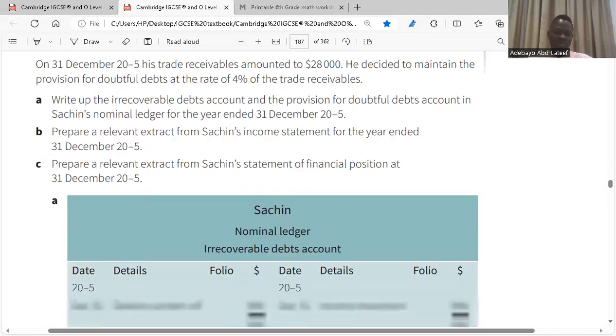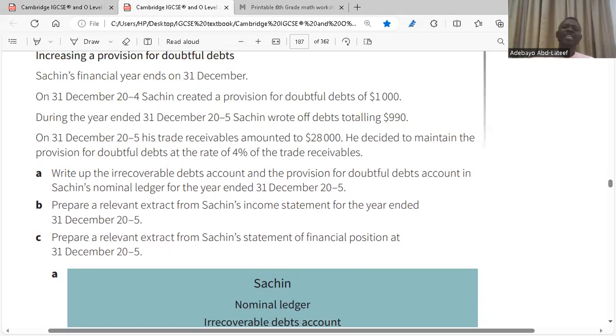Okay, now we have a question. Sashi's financial year ends on 31st December. On 31st December 24, Sashi created a provision for doubtful debt of $1,000. During the year, Sashi wrote off debts totaling $990. On 31st December 25, his trade receivables amounted to $28,000. He decided to maintain the provision for doubtful debts at the rate of 4% of the trade receivables. So for provision for doubtful debts, we're going to have 4% of 28,000. That's the new provision for doubtful debt.